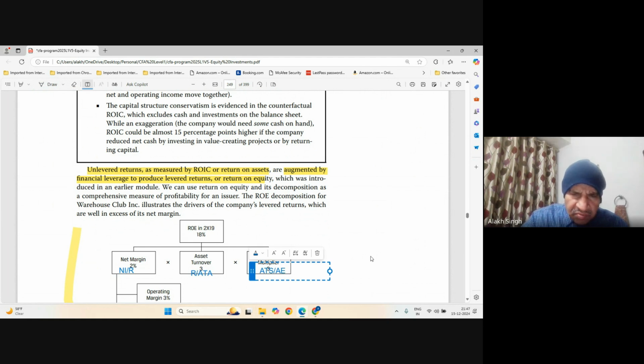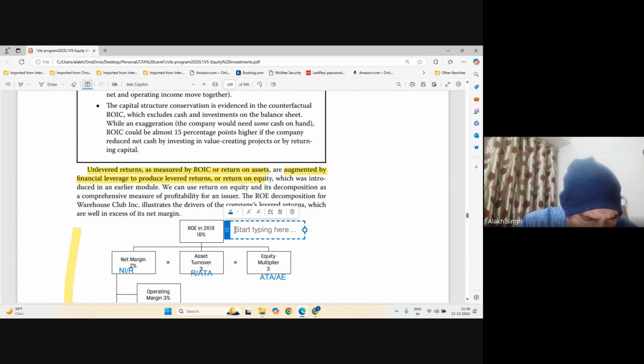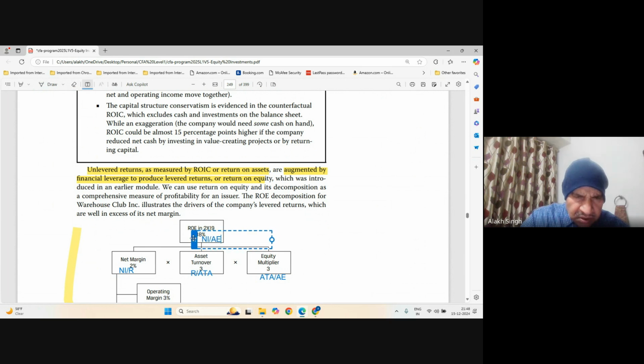And that way, this is the DuPont analysis, so this ATA will be cancelled by this ATA, this R will be cancelled by this R, which is equal to return on equity, which is equal to NI divided by average equity. Yeah, average equity. So I should write it here. That is the formula.